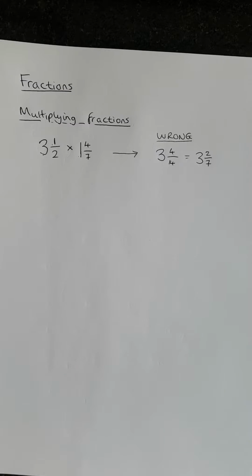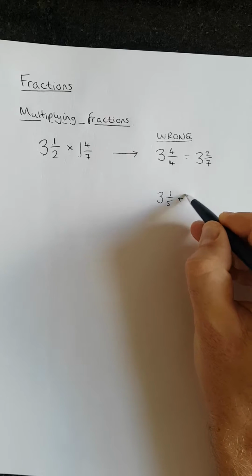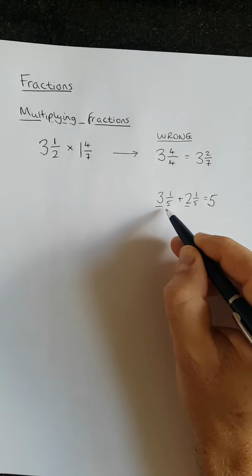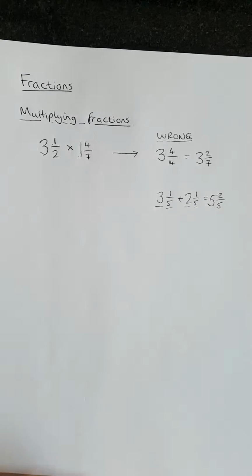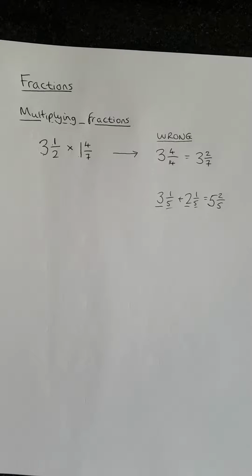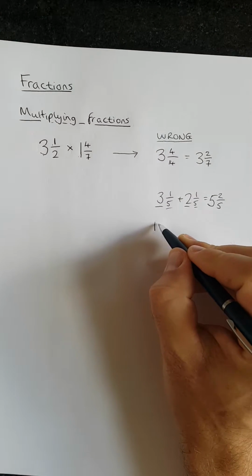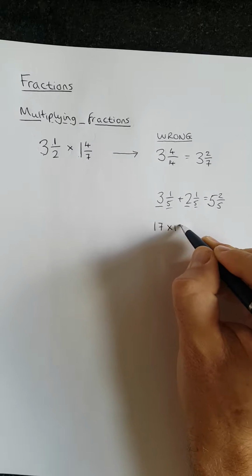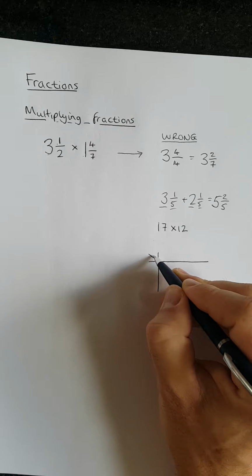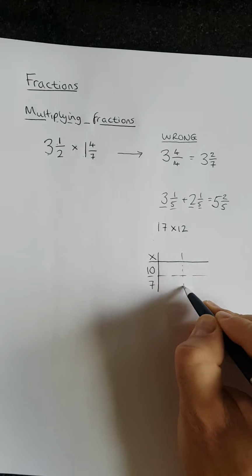Now, the reason students do this is, when we had adding fractions, for example here, you would add the integers and you would add the fractions. So why doesn't the same rule work? Well, we have to cast our minds back to how to multiply in order to show this. So let's look at the sum 17 times 12. I'm going to show it using a grid method. Now, if this isn't your preferred method, that's fine, but it should help you visualise the problem.